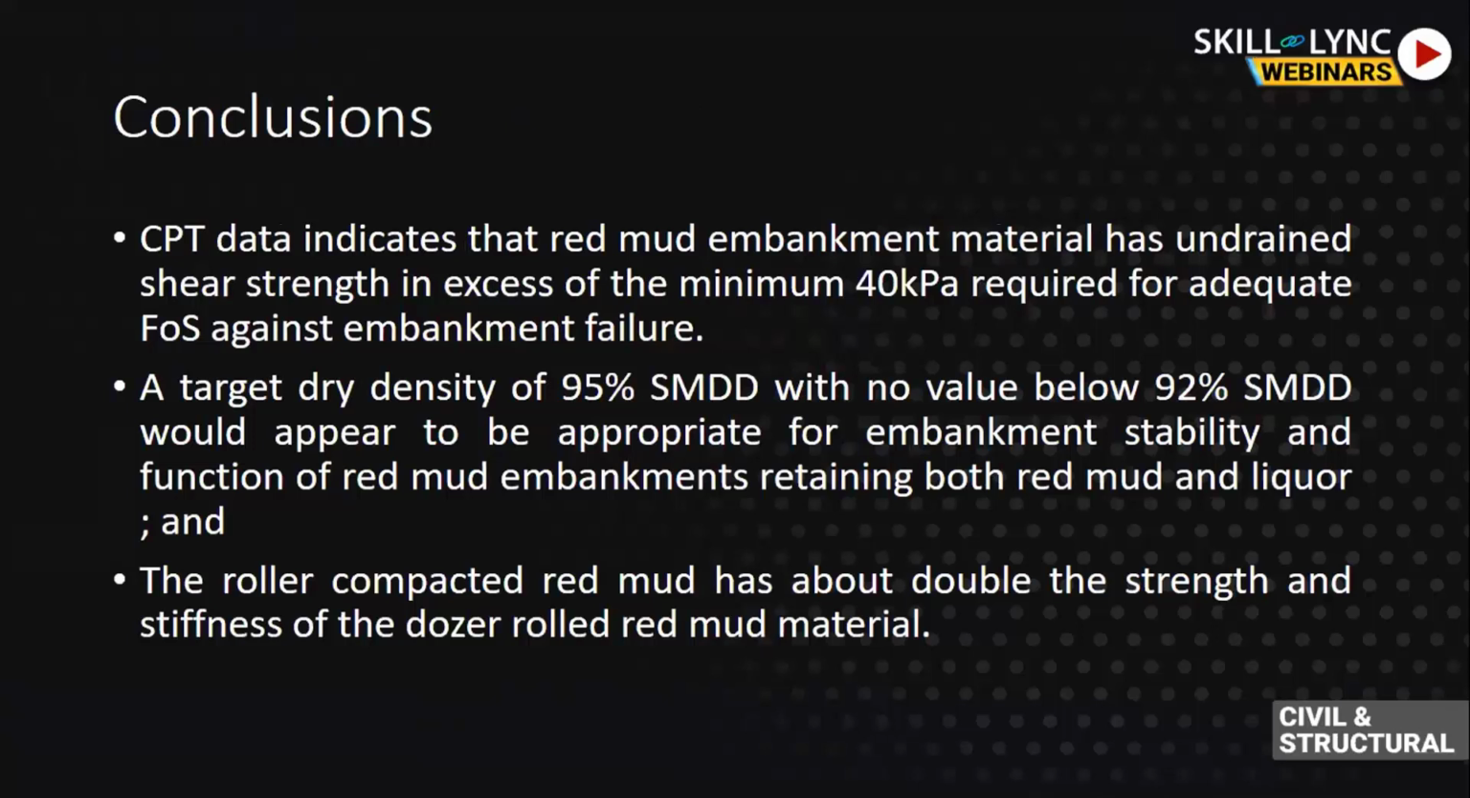It came to the conclusion from the CPT data that the red mud embankment material had undrained shear strength in excess of the maximum 4 kPa required for an adequate factor of safety against embankment failures. A target dry density of 95% SMDT with no value below 92% would appear to be appropriate for embankment stability and function of a red mud embankment retaining both red mud and recur. And the roller compacted red mud had about double the strength and stiffness of the dozer rolled red mud material.